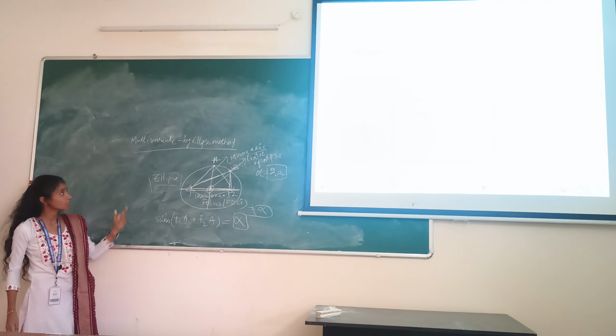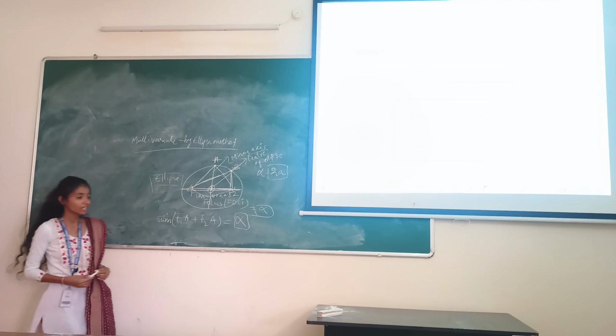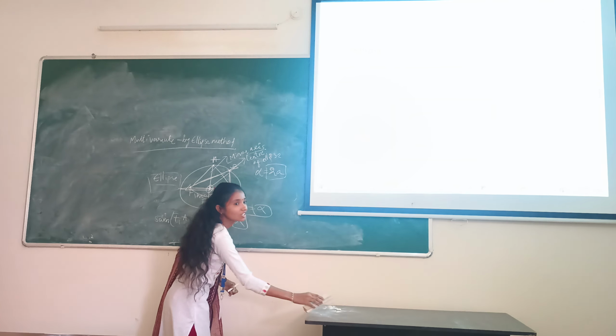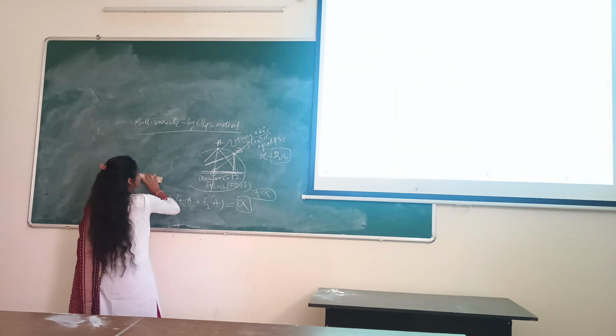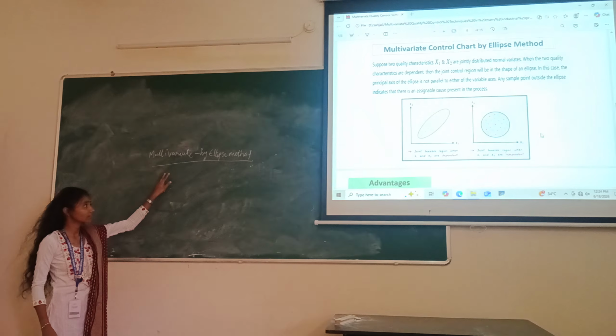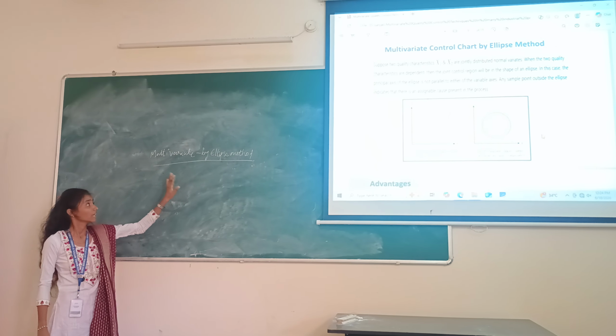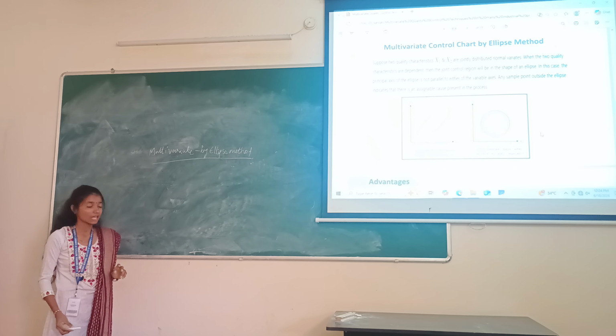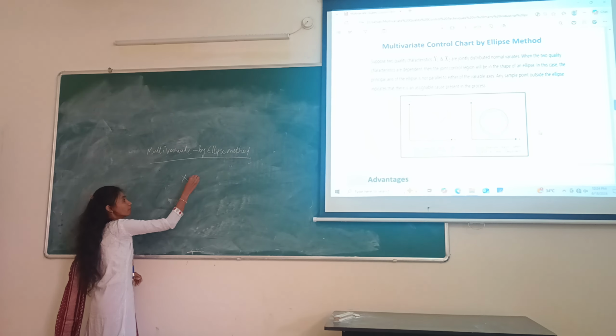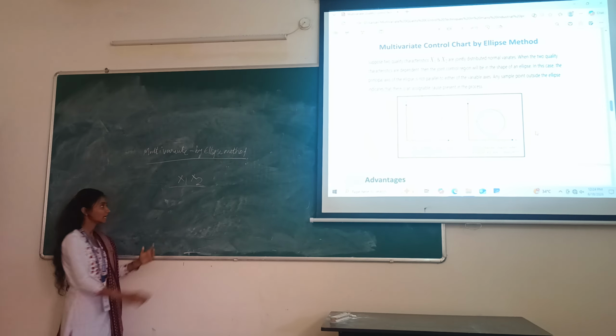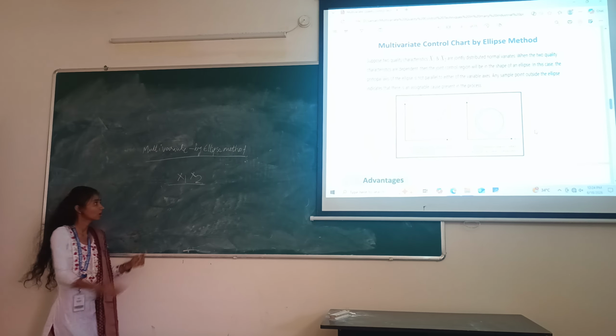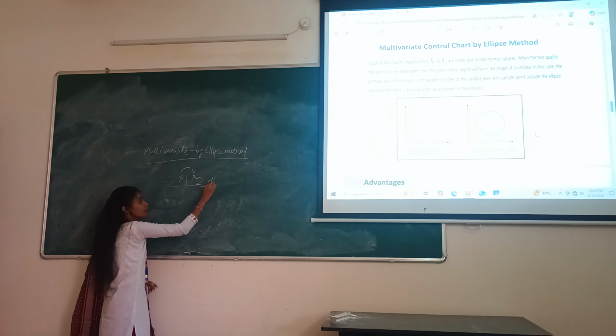Now let us go into the multivariate control chart by ellipse. In this situation, we use the multivariate control chart by ellipse method. एक situation में हम ellipse method use करते हैं. When two quality characteristics, x1 and x2, are dependent.